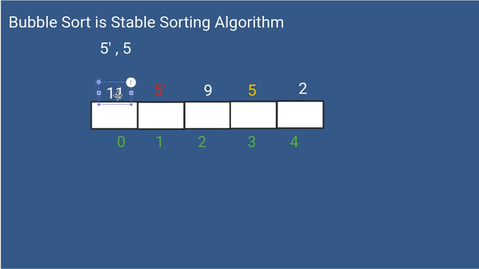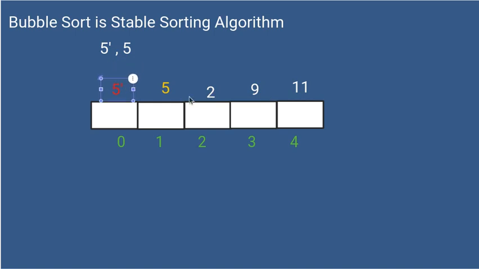Okay, so 11 is greater than 5, so we bubble it up. 11 is greater than 9, we bubble it up. 11 is greater than 5, we bubble it up. 11 is greater than 2, we again bubble it up. Okay, so now 11 is already fixed. 5 is greater than 9, no it's not, so it remains. 9 is greater than 5, we bubble it up and swap. Again 9 is greater than 2, we bubble it up and 9 is at its place.